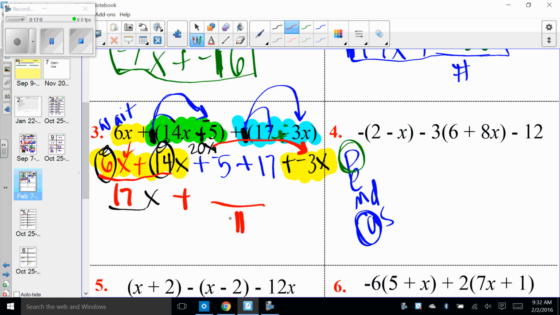These are going to be my numbers now. In my number bin, I have $17 in the bank, and I'm going to try to take these 5 out. Can I take 5 out of a bank that has 17 in it? Yes. What's left is $12. So I have 17x plus 12. Unlike terms, there's an x on the 17. We do not have one on the 12. Answer is 17x plus 12.